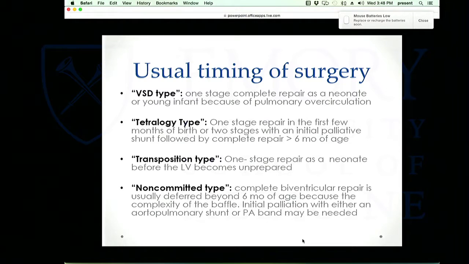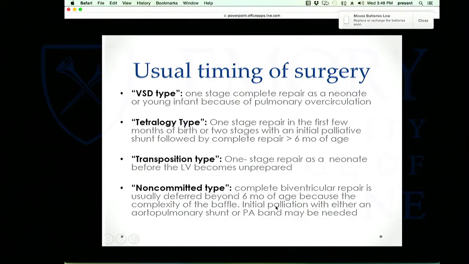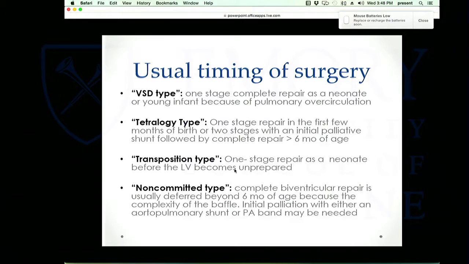If they're a little bit older, later in the first year of life, and they're starting to have pulmonary overcirculation, then you would repair it, usually if they're older or bigger than like 5 kilos. And then the tetralogy type, we would try to repair these now, if possible, before 6 months of age, so that they wouldn't have any sort of TET spells. And then the transposition type, we would repair these similar to transposition of the great arteries at this point, within the first 7 days of life, before the left ventricle becomes unprepared.